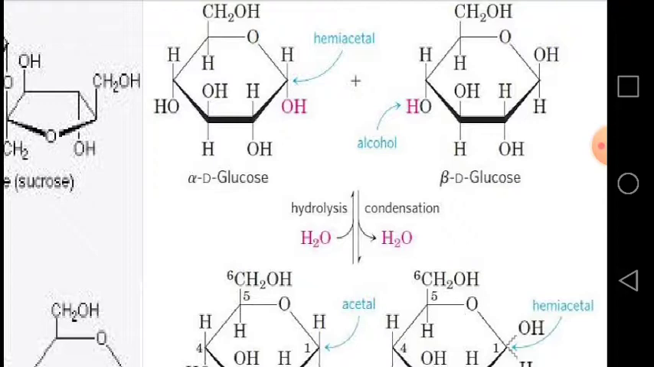And a linkage is developed. That linkage is called glycosidic linkage. This linkage holds the glucose molecules with each other. In this way, a polymer is formed.